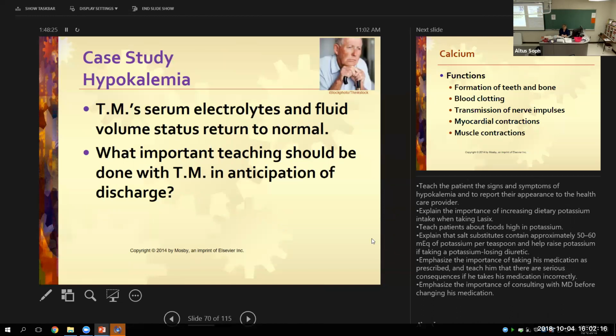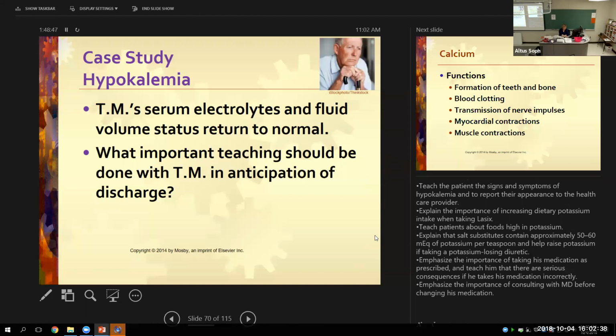So we talked about teaching. In this case, he probably should not have decided on his own to take his Lasix, double it up, just because he was puffy. He should have gone to the doctor to talk about that. Maybe the doctor would have increased his Lasix, but maybe would have also put him on a potassium supplement if he wasn't already on one.